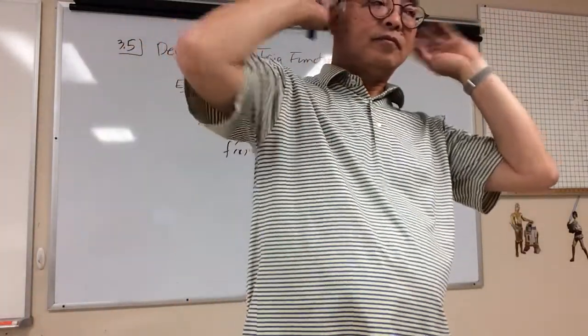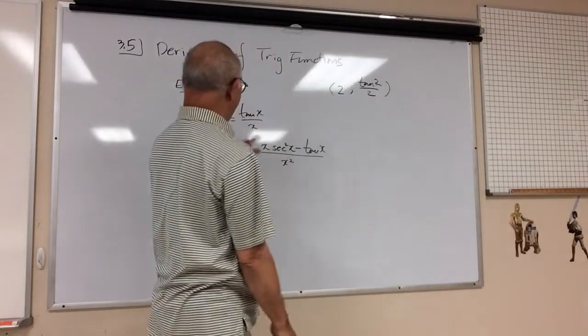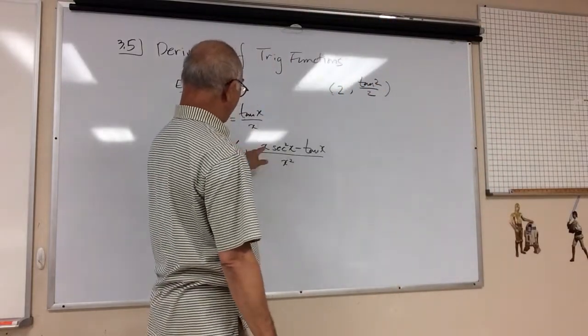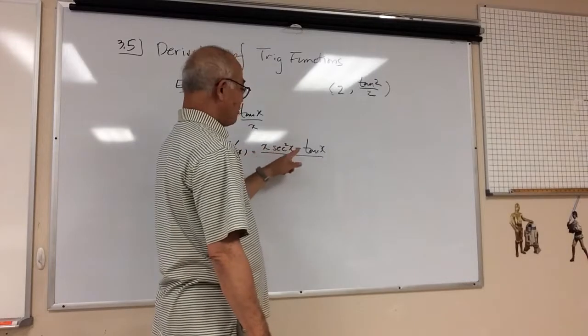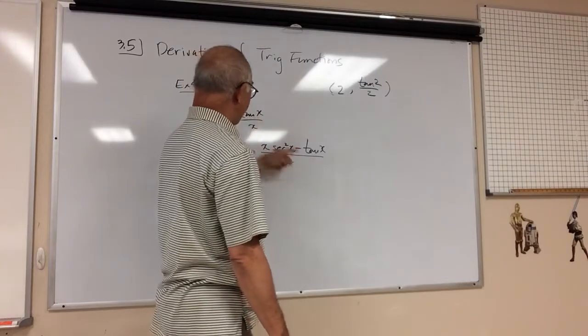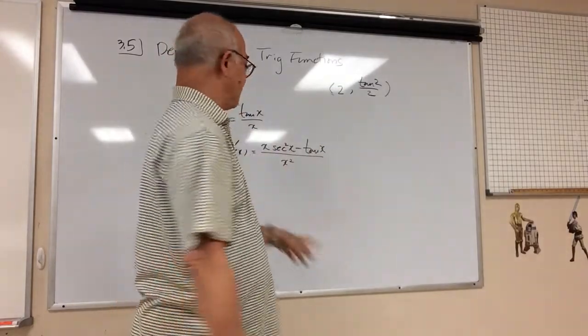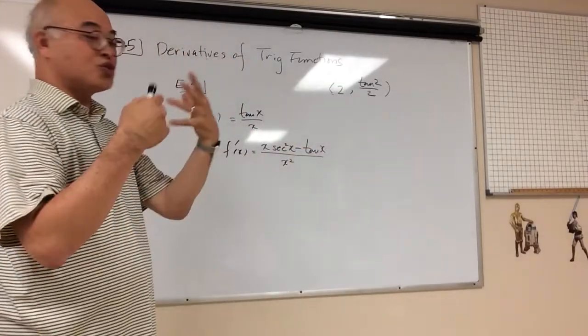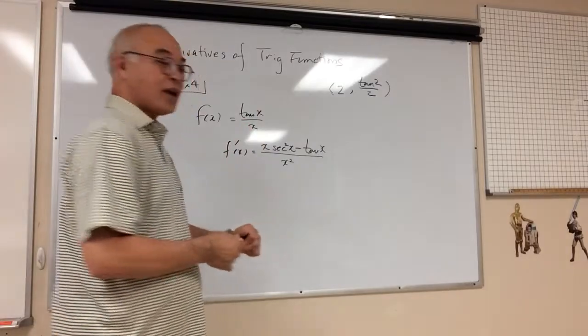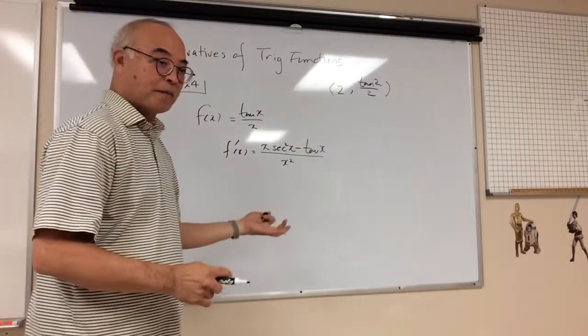You start with low, and then you go d high. Then shouldn't it be low secant squared, d high, minus high d low? Derivative of x is 1. There you go. So when x equals 2, it's going to tell us what's going on, right? So you just plug 2 in.